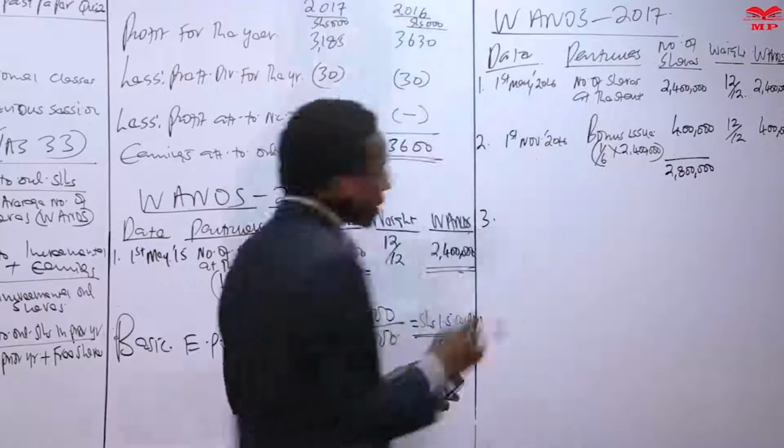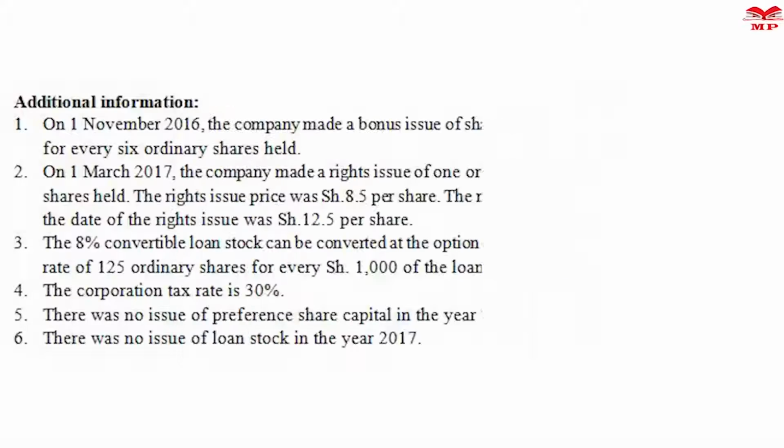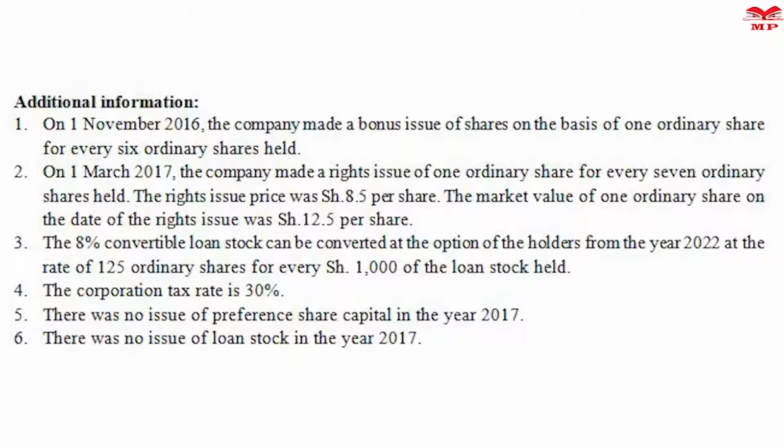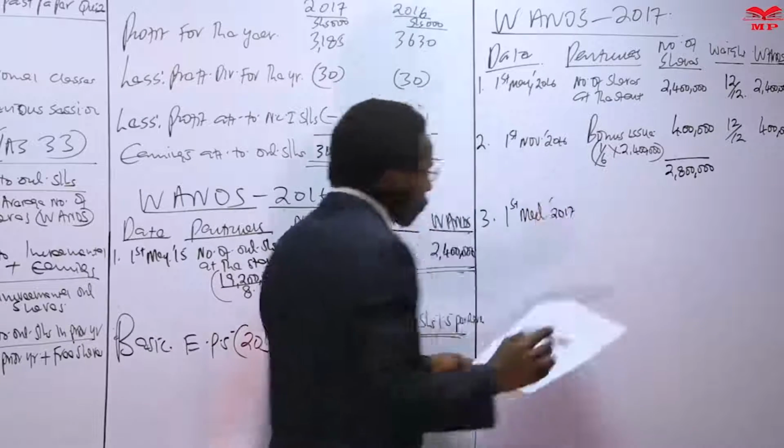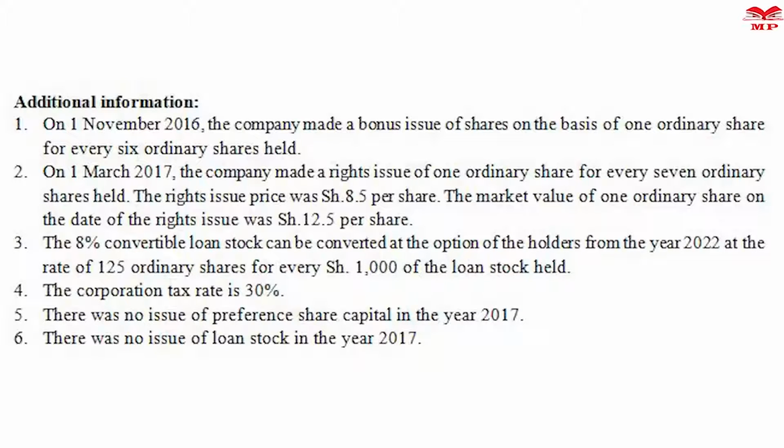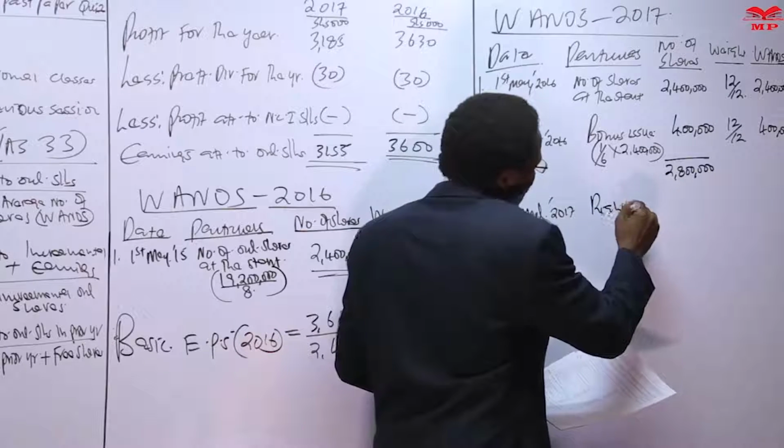Then we come to number 3. Something also happened, note number 2, on 1st March 2017. The company made a rights issue of 1 ordinary share for every 7 ordinary shares held. The rights issue price was 8.5 per share. The market value of 1 ordinary share on the date of the rights issue was 12.5 per share. This is some work we need to do here. We know that there is a rights issue.